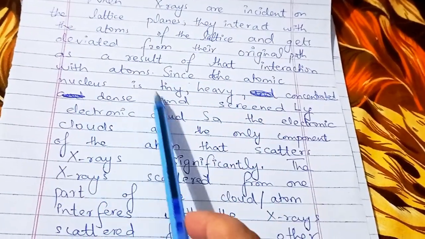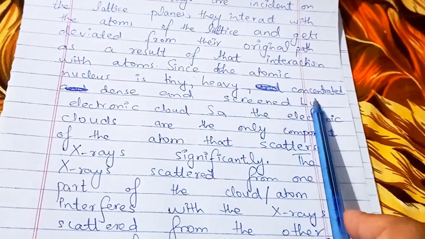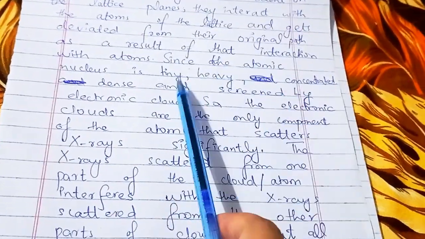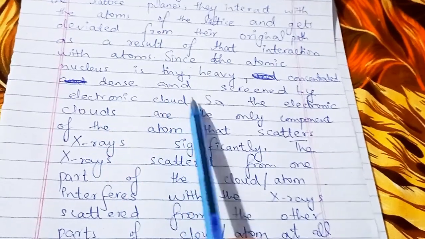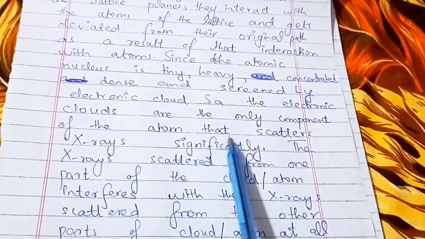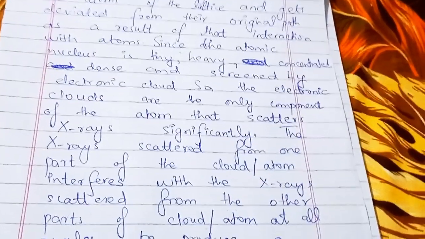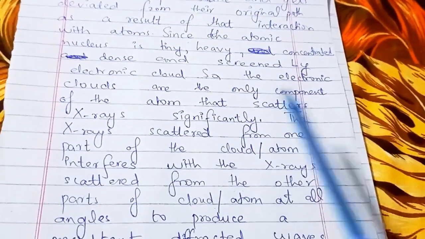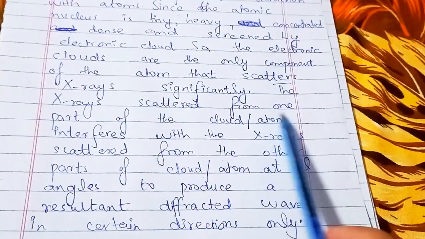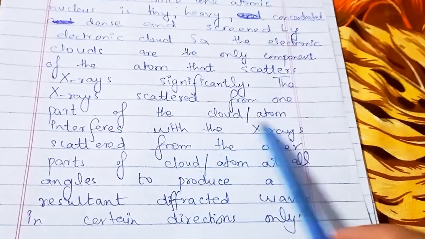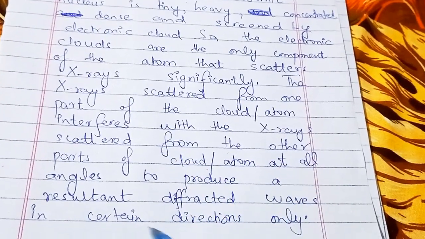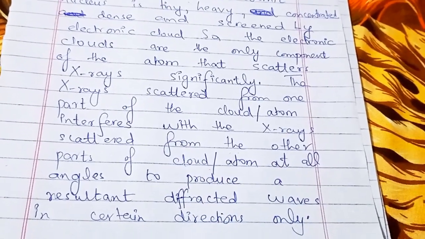The atomic nucleus is tiny, heavy, concentrated, dense, like it is really small, and it is screened by that electronic cloud. That is why the electronic clouds are the only components of the atoms that scatter the X-rays significantly. That is something that we can easily understand. Now next what I wrote is that X-rays scattered from one part of the cloud interfere with the X-rays scattered from the other parts of the cloud at all angles to produce the resultant waves in certain directions only.